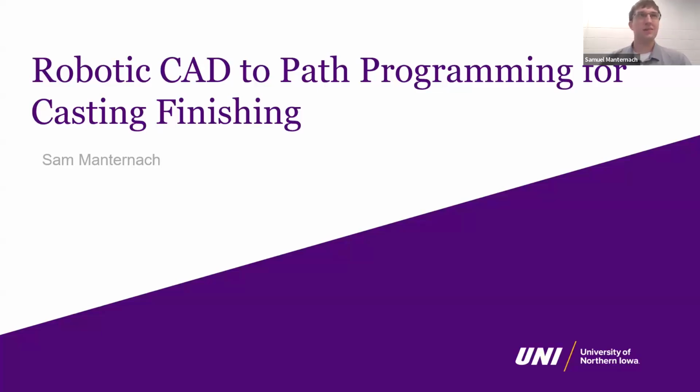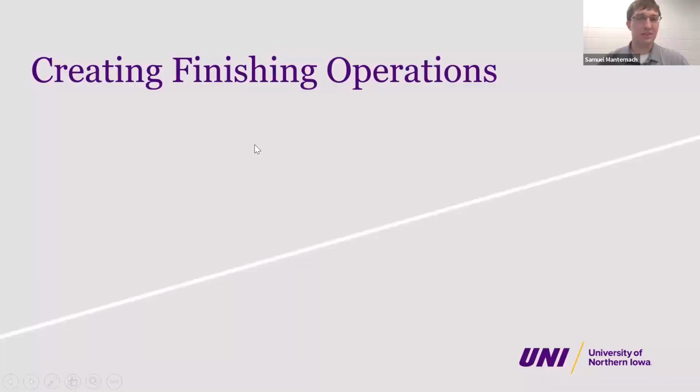Today we're going to start working in more, now that we have a robotic cell down and we have some initialization programs, we're going to start to work into some operations we can actually perform now that we have this robot set up that we can use for some of our finishing operations. So today we're going to start with how we're going to create some of these finishing operations.